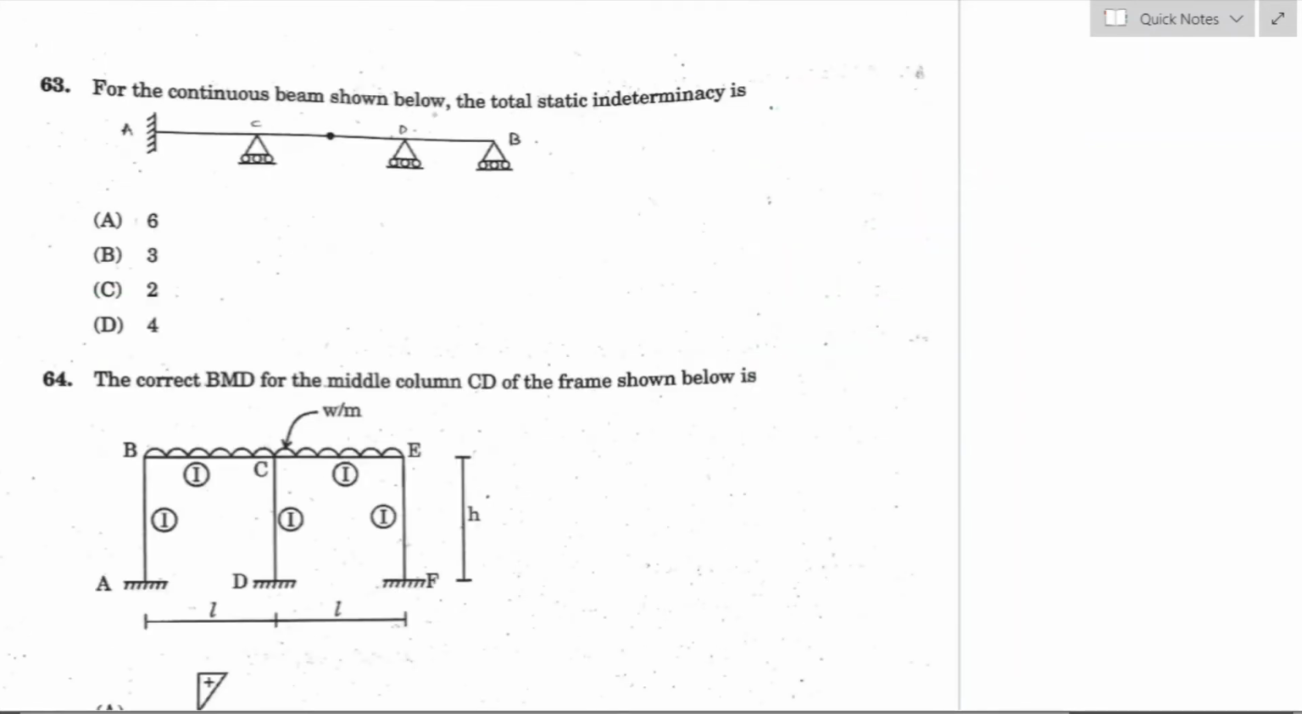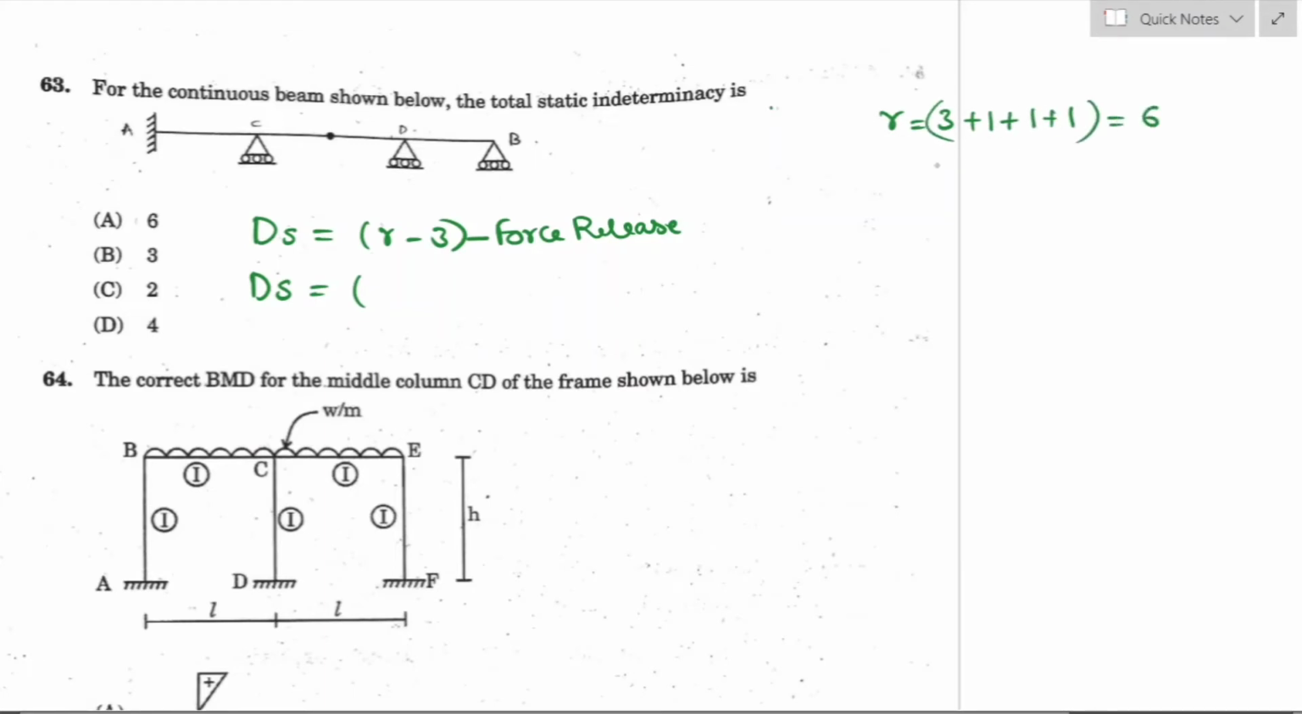Question number 63. For a continuous beam shown below, the total static indeterminacy will be. Total static indeterminacy for this continuous beam is R minus 3 minus force release. R is the number of reactions. For fixed support it is 3, for roller support it is 1 and for the other roller support it is 1. So the total number of reactions is 6. 3 is the number of available equilibrium equations.